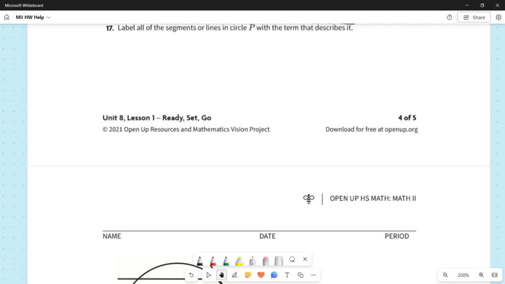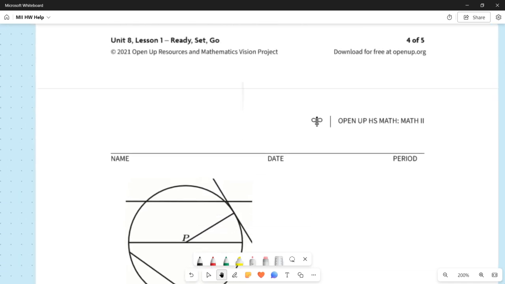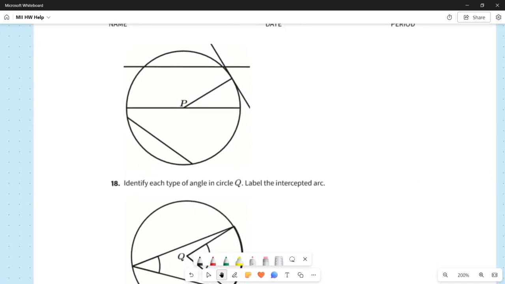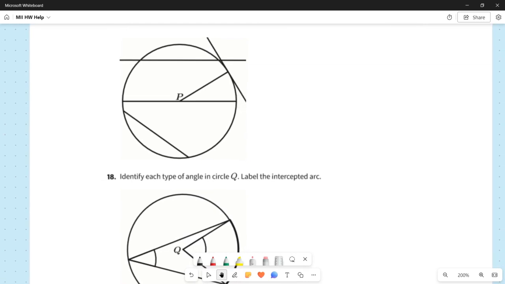Question 17 says, label all of the segments or lines in circle P with the term that describes it. And here is our figure. This is basically a vocab question. There are no calculations whatsoever that we're going to do in this problem. No numbers. This is just, can you identify the different ways that lines and line segments interact with a circle? So this is vocab.